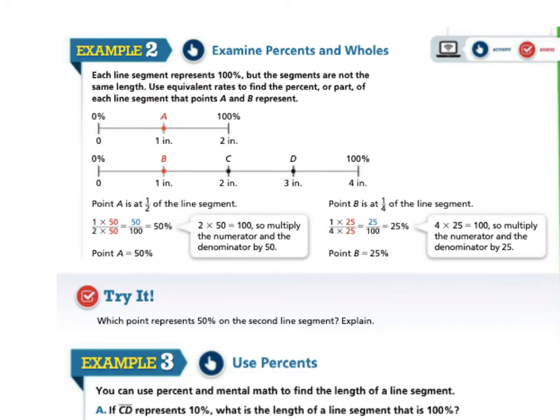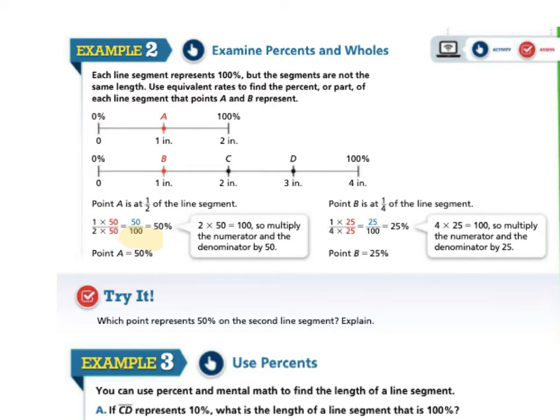So, looking at line segment A, point A is at 1/2 of the line segment. So you would write 1/2 and you would multiply both the top and the bottom by 50, because what you want to make sure is that you are getting 100 on the bottom. If you multiply both by 50, you would get 50 over 100, where point A would be at 50%.